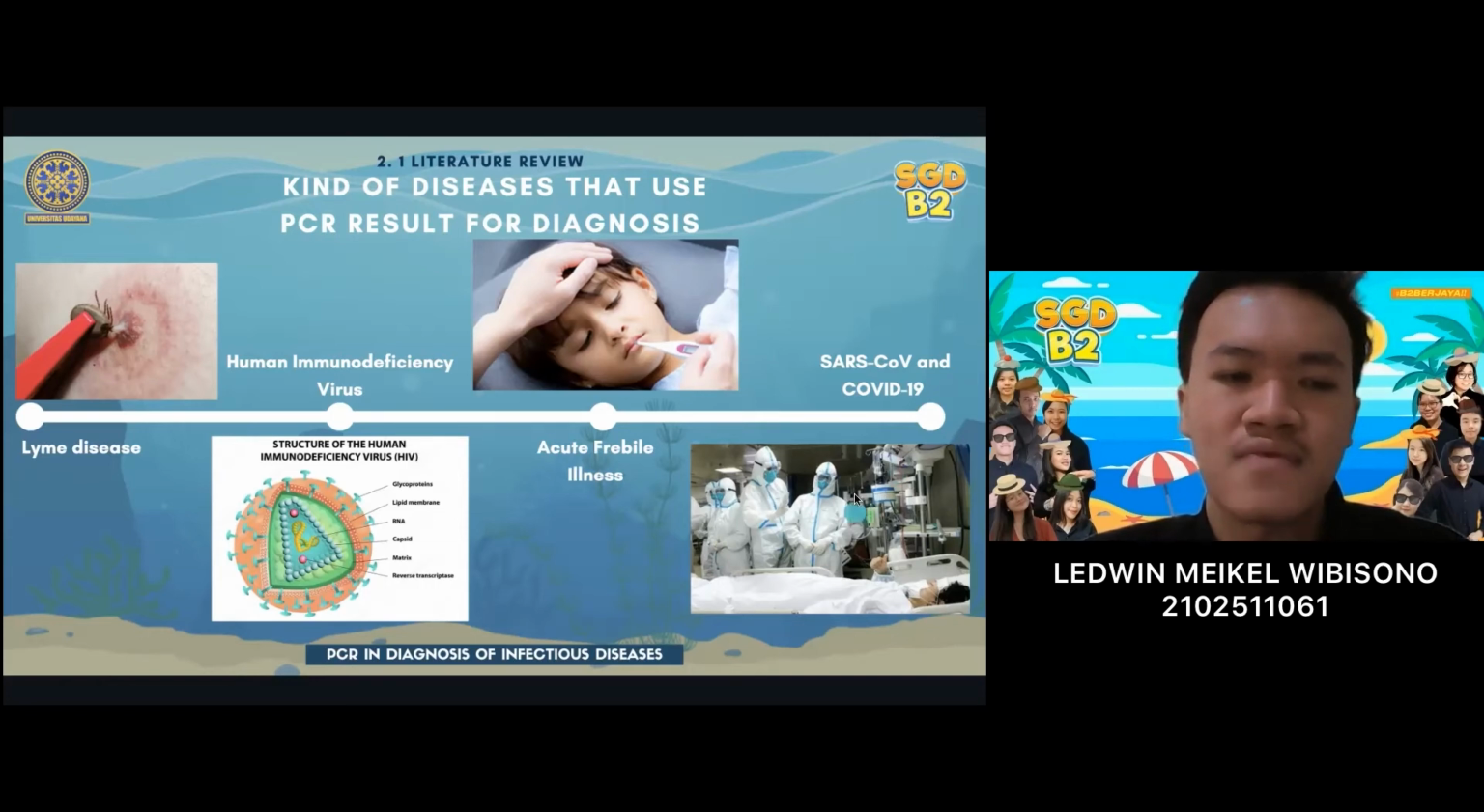And the last one is SARS-CoV and COVID-19. SARS-CoV and COVID-19 are diseases caused by the coronavirus. In diagnosis of COVID-19, the real-time reverse transcriptase polymerase chain reaction, or RRT-PCR, technique is used. That's all from me. Thank you.